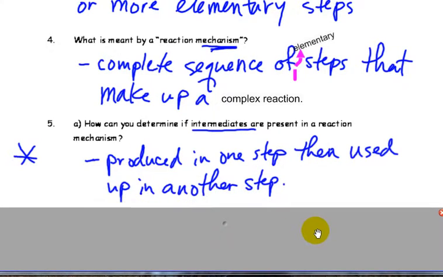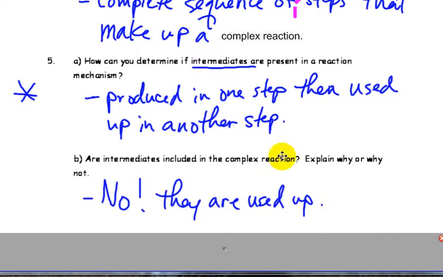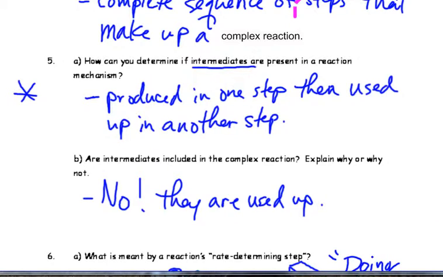Intermediates, we'll see what that is in a bit. They are little products that are produced in one step that serve as reactants in another step. So they're made and then used up soon after. And therefore, do they appear in the overall reaction? No, because they're gone. They disappear. They're only there for a short while because they get used up.